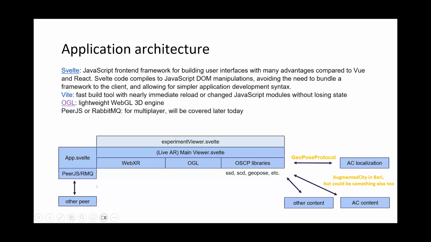And I will show some examples that you can build many interesting things when you have multiple players. So I added some peer-to-peer communication with Peer.js and some streams with RabbitMQ. These are relatively new features.